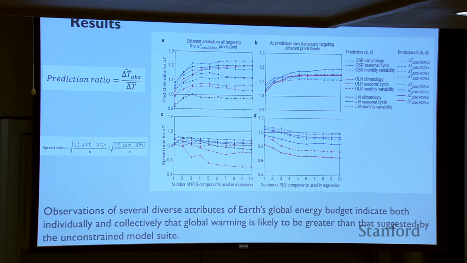And so overall, what this plot is showing you is that observations of several diverse attributes of the Earth's energy budget indicate both individually, which is what I'm showing over here, and collectively, which is basically taking all of the predictors and using them simultaneously in the PLS regression procedure, that global warming is likely to be greater than that suggested by the unconstrained model suite.